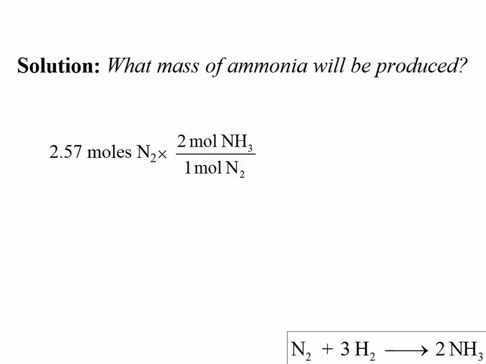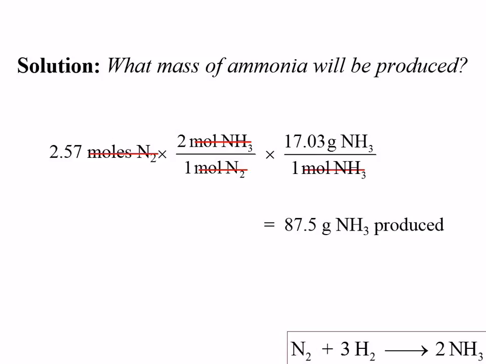So now we have moles of NH3, but we need grams of NH3. We can do that with the molar mass of NH3 you had on a few slides ago, which I don't have committed to memory. Molar mass of NH3 is 17.03 grams of NH3 over 1 mole of NH3. So now units of moles of NH3 cancel. We're left with grams of product. Looking like 3 significant figures? I'm thinking so. So I got 87.5 grams of product will be produced.